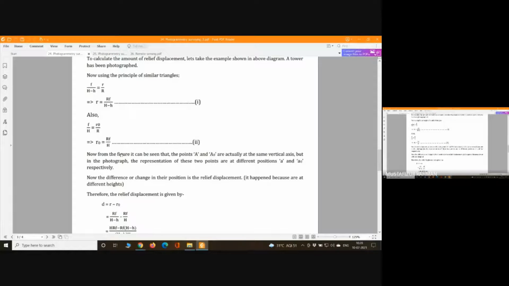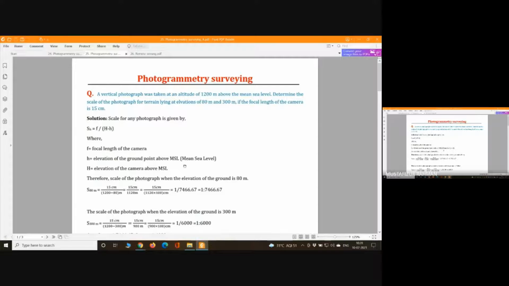Then we have one or two numericals based on this concept. The first one, let's say: we have a vertical photograph taken at an altitude of 1200 meter above the mean sea level. That means it is the RL of that point, right? Determine the scale of the photograph for terrain lying at elevations of 80 meter and 300 meter. So in one case, RL of the ground is 80 meter, and in another case, RL of the ground is 300 meter. So we have two cases.